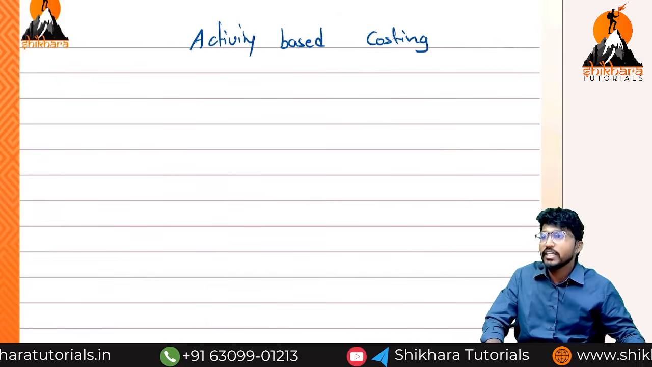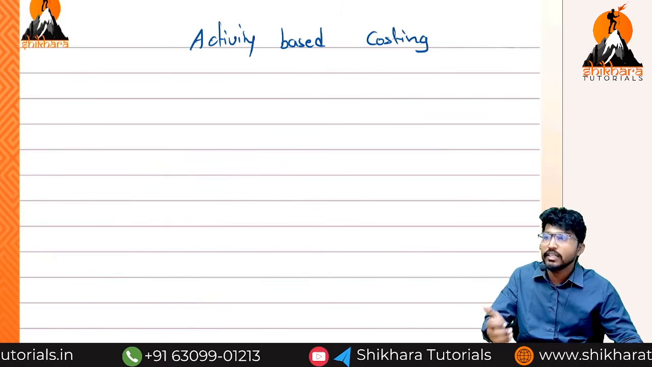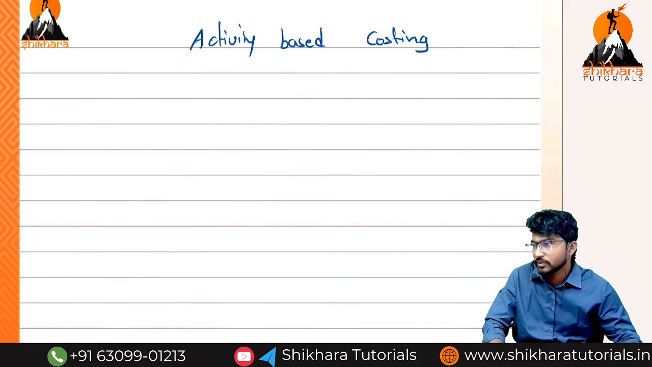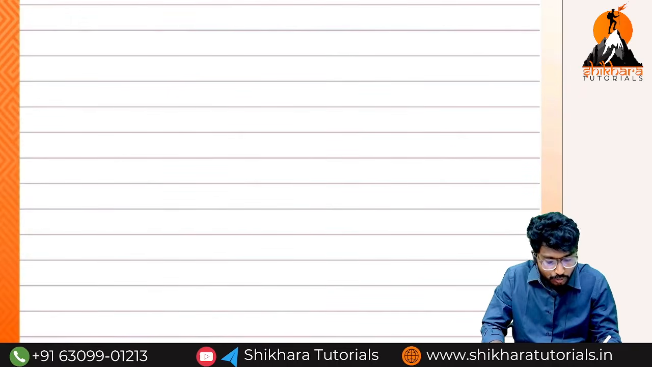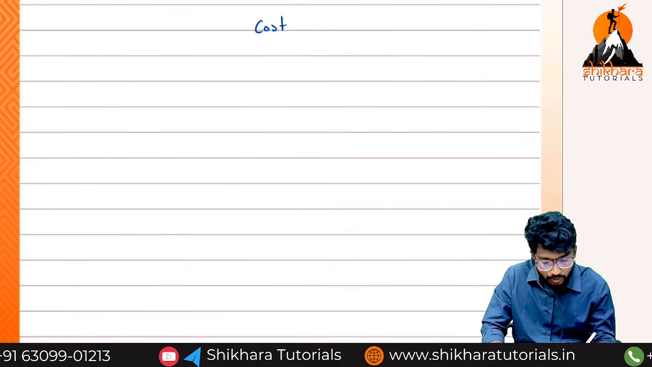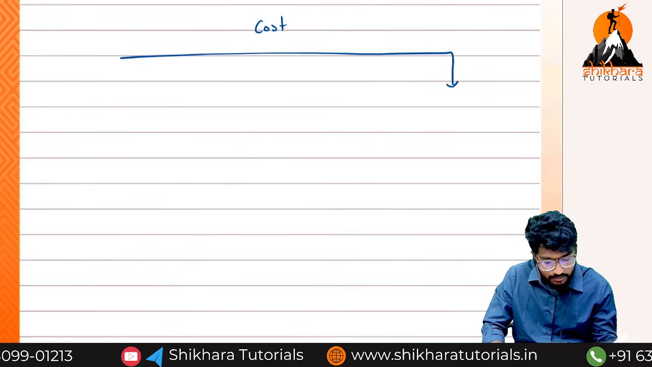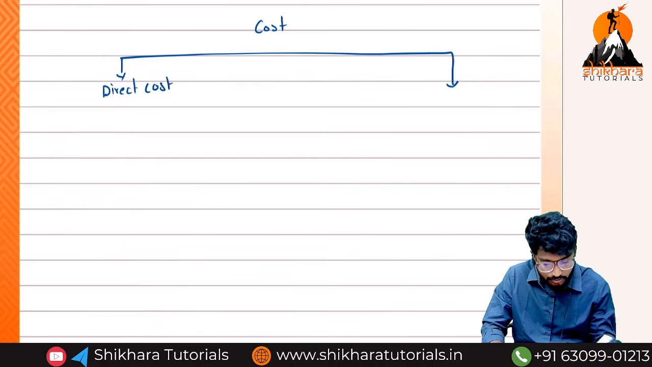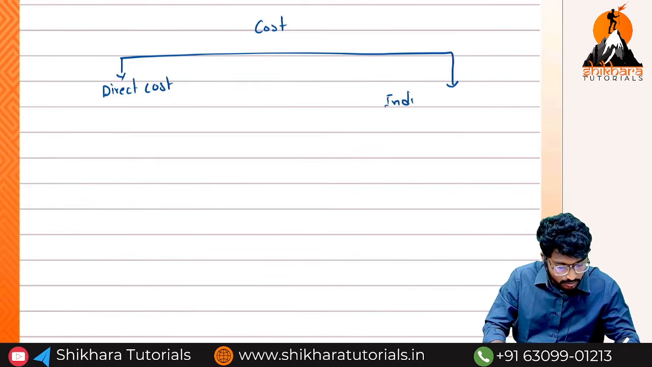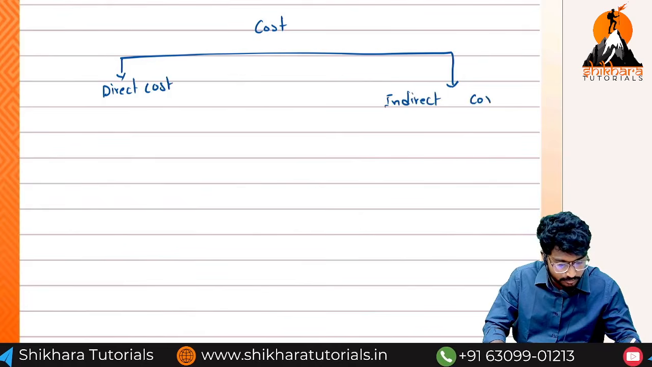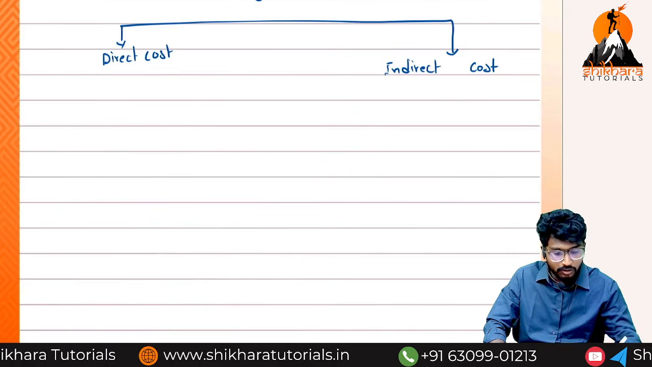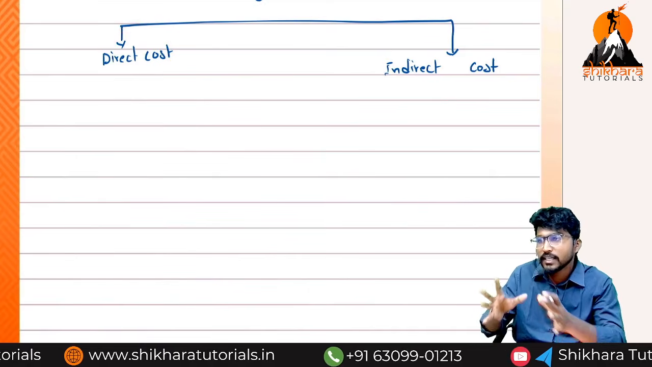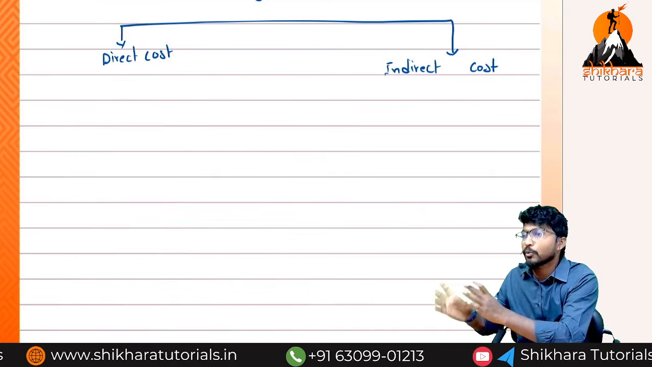In any manufacturing or in any service industry, they may incur two types of cost. Like cost is segregated into two types. One is direct cost, another one is indirect cost. We may term this as special cost. We are incurring specially for producing that particular product.